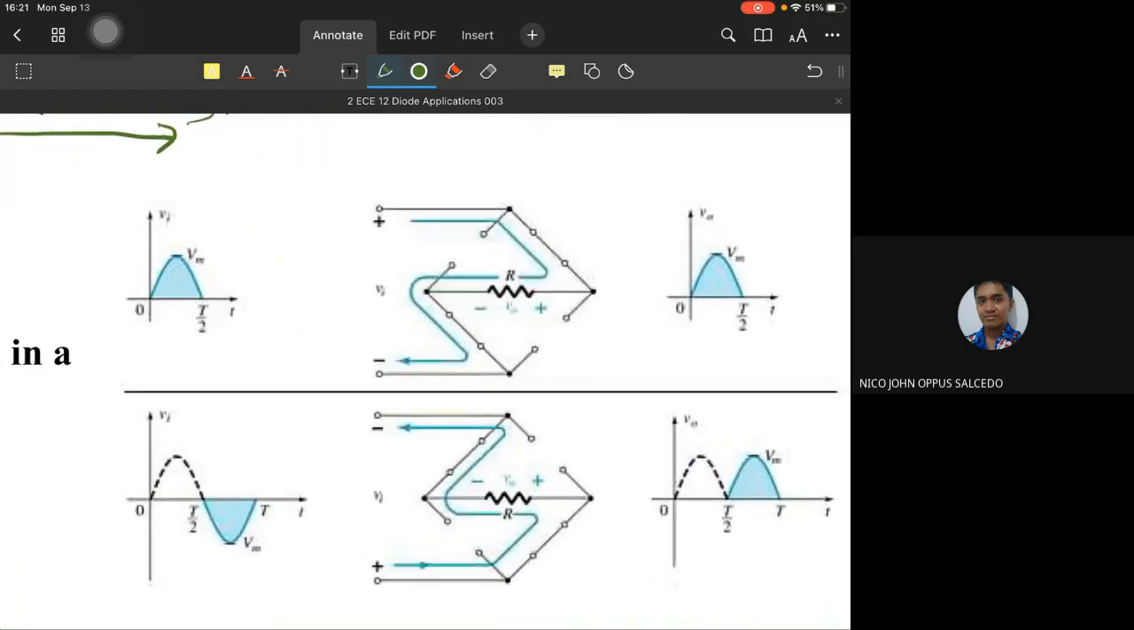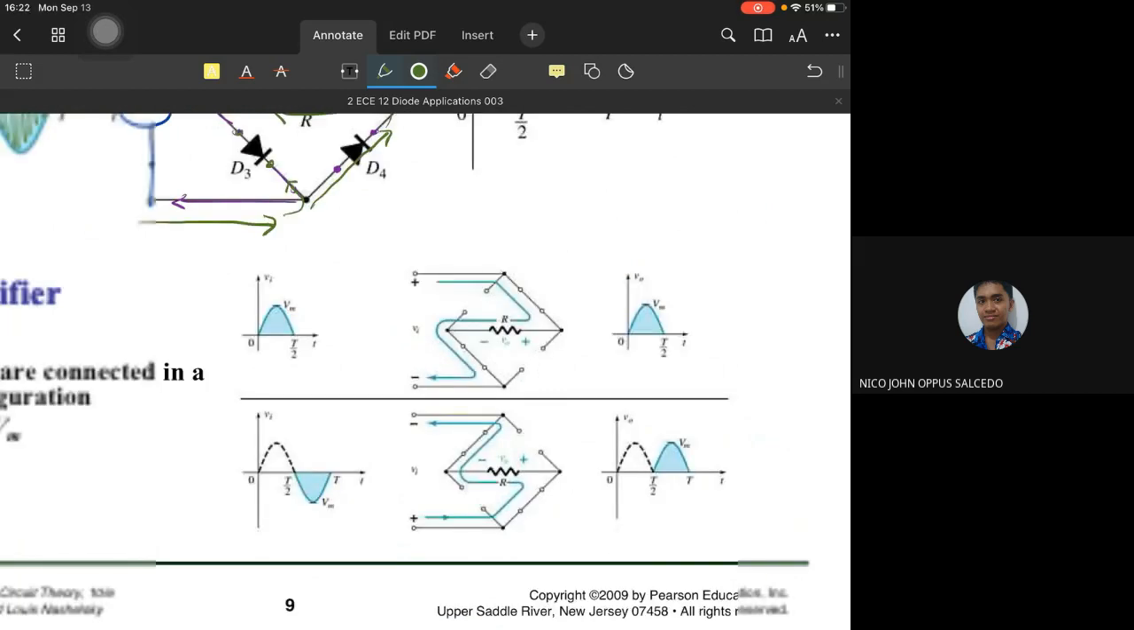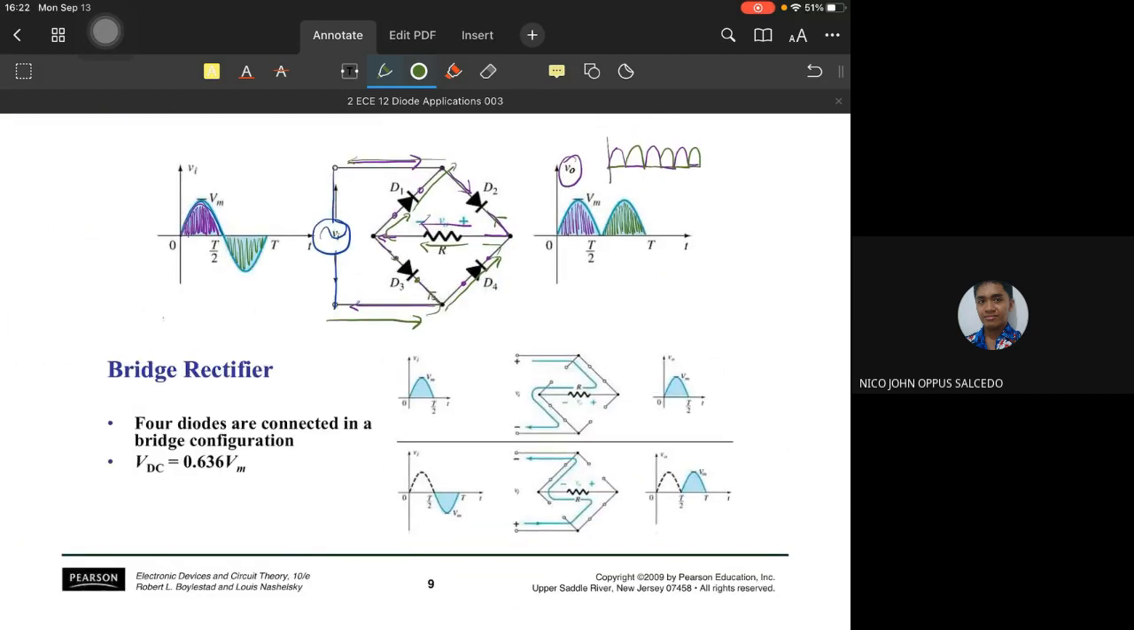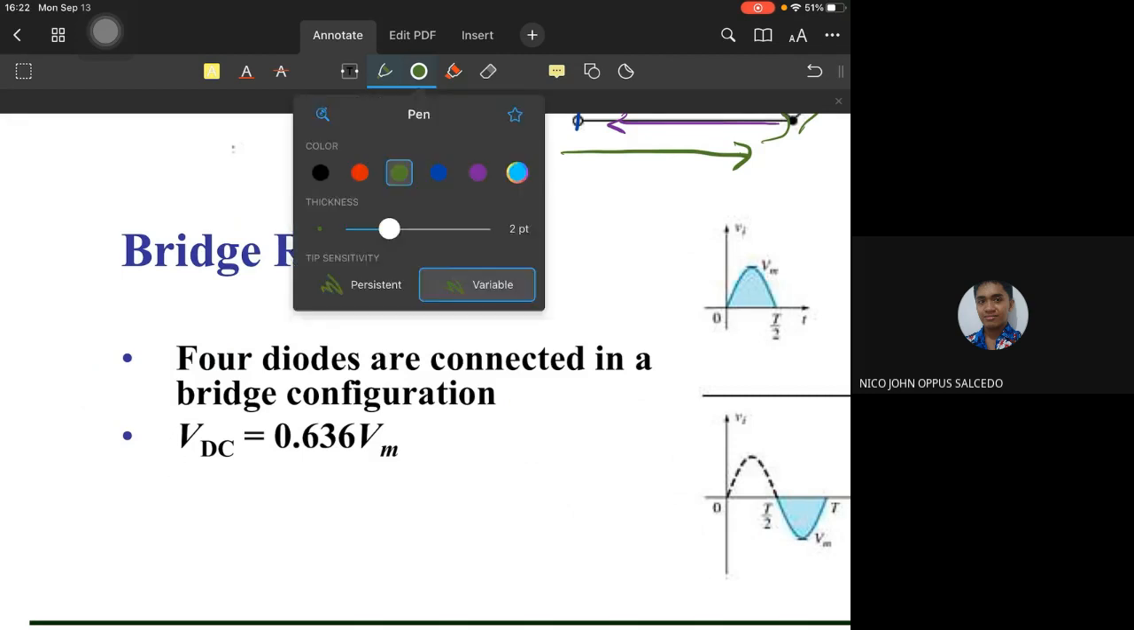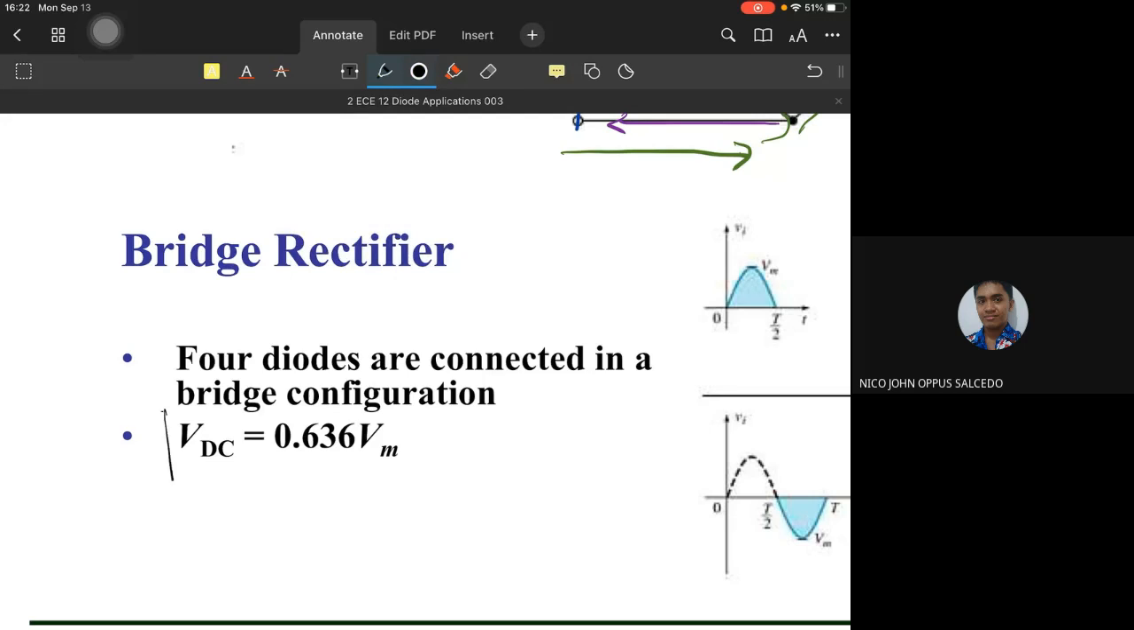More explanation of the current flow. So 4 diodes are connected in a bridge configuration. This time, if you compare this with the previous half-wave rectifier, the DC voltage is times 2. So VDC is 0.636 times VM. So it's higher.